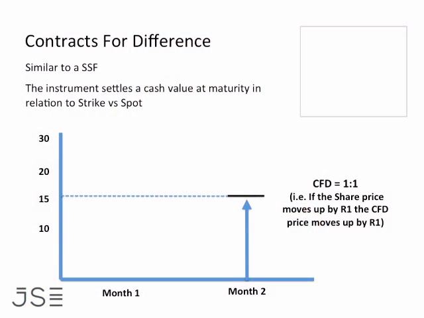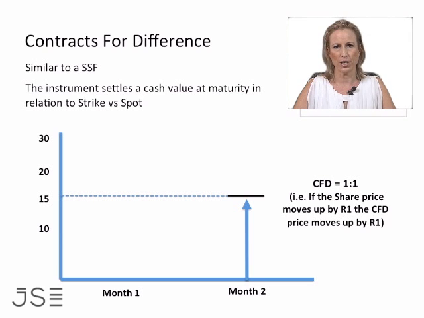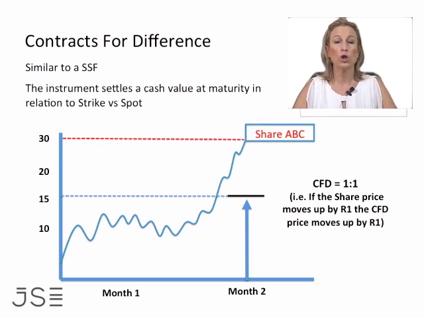So if you remember, we did in the last section an example of a fund manager who in month 1 looked to fix their price for settlement in month 2. And they locked into a price of 15. This enabled them to physically buy the shares at that future date, month 2, at 15.